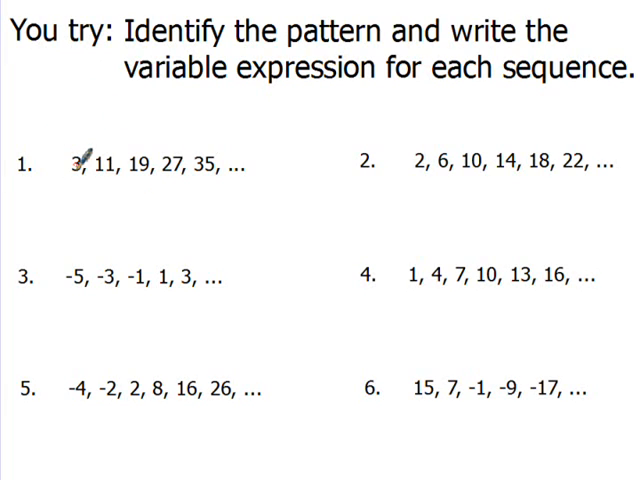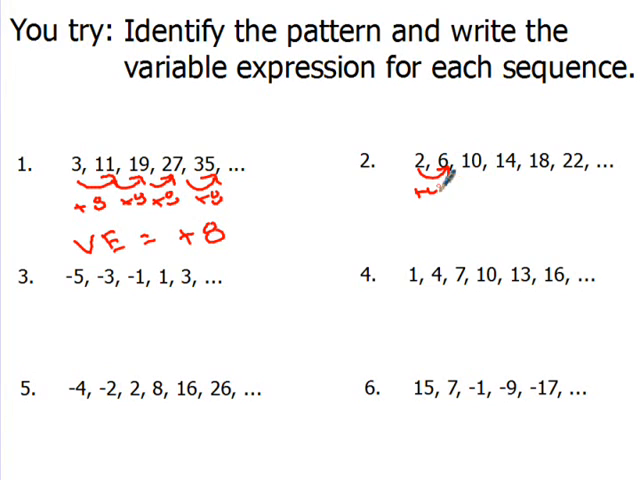Alright, so let's take a look at this one. 3 to 11, that's going to be a plus 8. 11 to 19, plus 8, plus 8, plus 8. So in this one, my variable expression is going to be plus 8. Right? 2 to 6 is plus 4. 6 to 10, plus 4. We're going to keep doing plus 4, plus 4, plus 4. So your variable expression is plus 4.